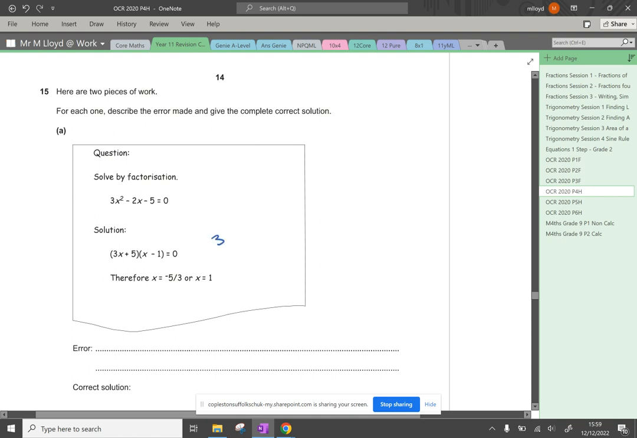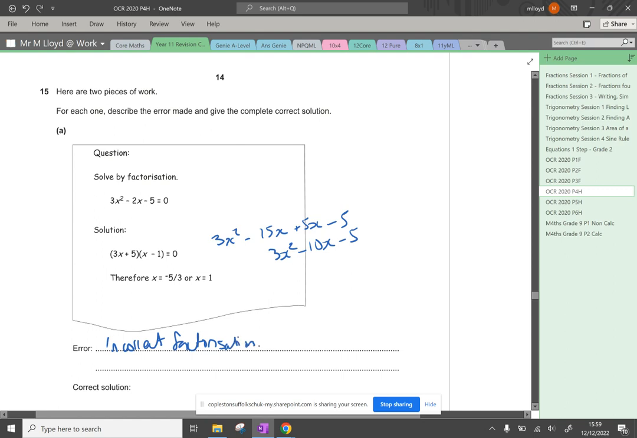So we're going to get 3x squared, take away 15x, plus 5x, take away 5. So this makes 3x squared, take away 10x, take away 5. So I'm happy to say this is an incorrect factorization.